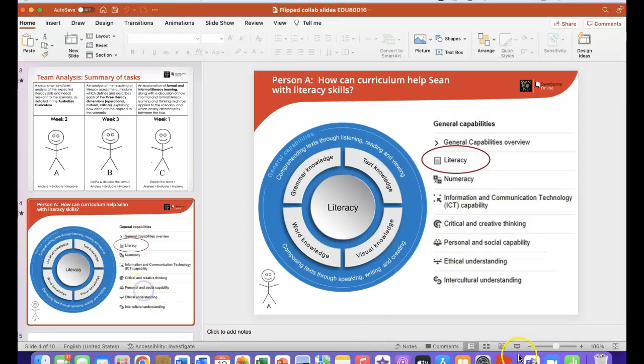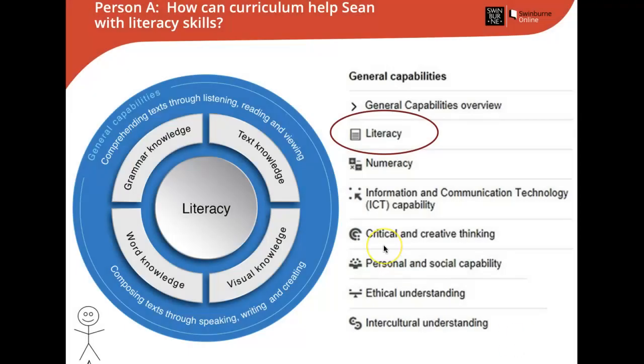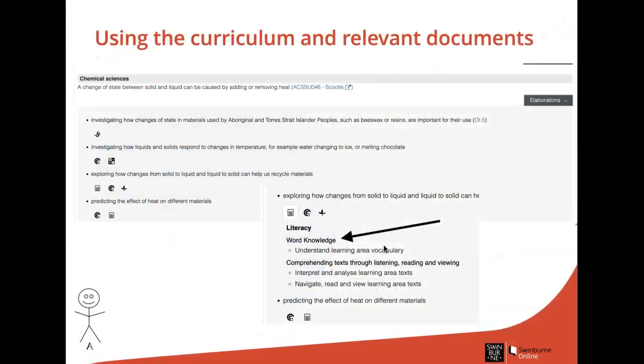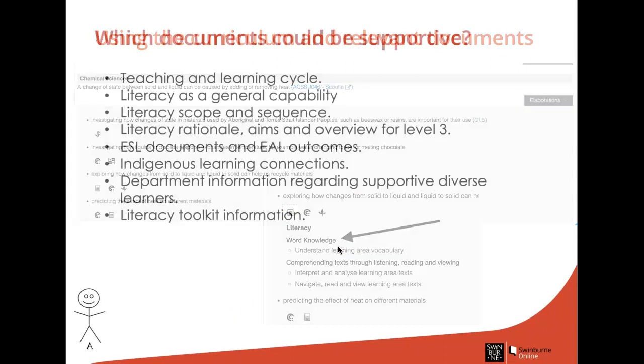So what does that mean for our assessment? Let's have another look. So person A's job would be to have a look at the general capabilities and become very familiar with them, have a look at that content descriptor and become familiar with the literacy elements behind that particular content descriptor. I've given you a slide here of the things that I just went to in the curriculum. So just to remind you, but we don't need to have a look at that again, but that's the word knowledge that we were just talking about.